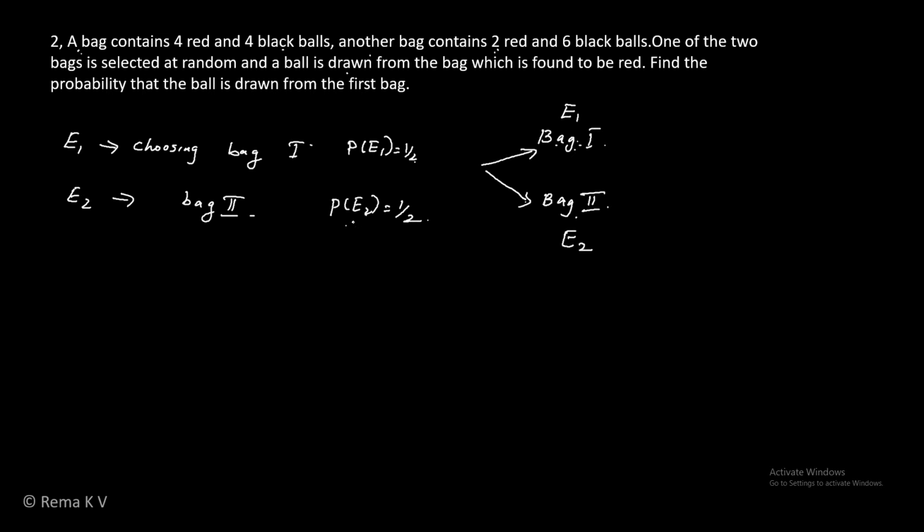Okay, now probability of E1 is equal to 1 by 2 and probability of E2 is equal to 1 by 2. Now see, the first bag contains 4 red and 4 black balls. So here in this bag, 4 red balls and 4 black balls. And in the second bag, 2 red balls and 6 black balls.